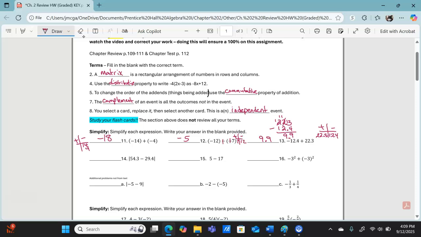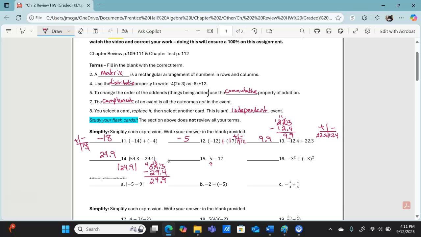On this one, we're going to take our 54.3 and subtract 29.4 first. So we're going to borrow from that 4 and make it a 3. 13 minus 4 is 9. Borrow from the 5, make it a 4. We have 13 minus 9 is 4. And then 4 minus 2 is 2. That is inside the absolute value. And then that will come out as a positive because remember, absolute value is distance, so it's always positive.